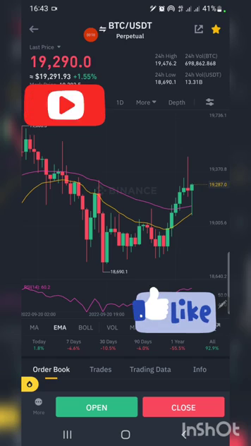So today I'm going to be walking us through the anatomy of support and resistance levels.